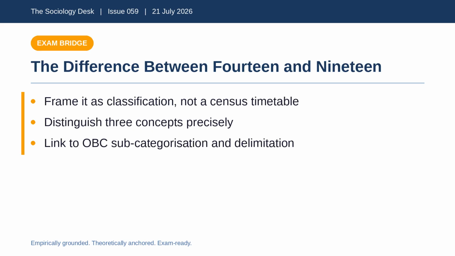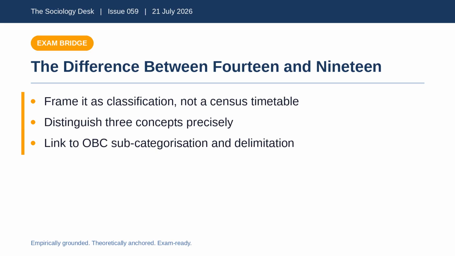Let us do the examiner's lens again, because this is the single highest value thing I can teach you today. An average script on this topic will spend most of its words describing the census schedule: when phase 1 started, when phase 2 begins, how many states are covered. That script feels informed, but it scores around 14 out of 20 because it never actually does sociology.